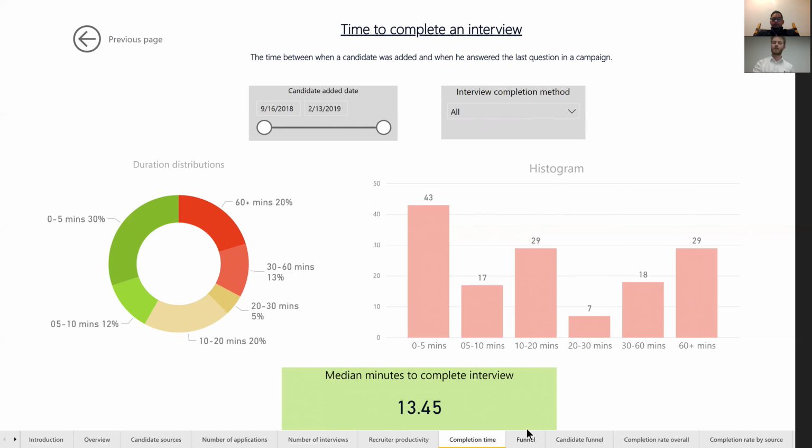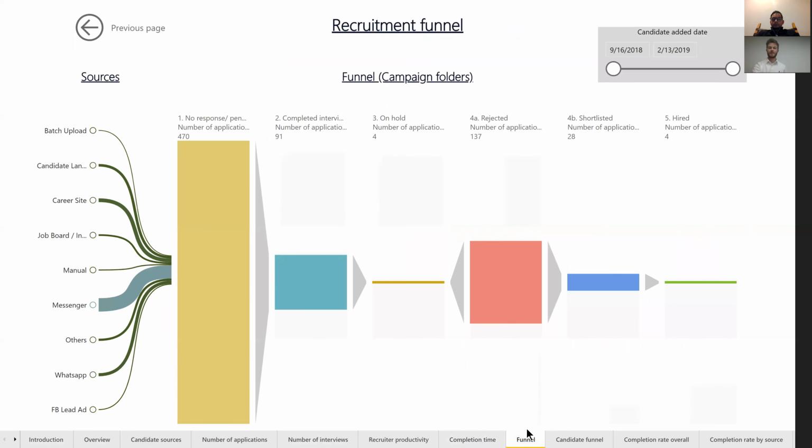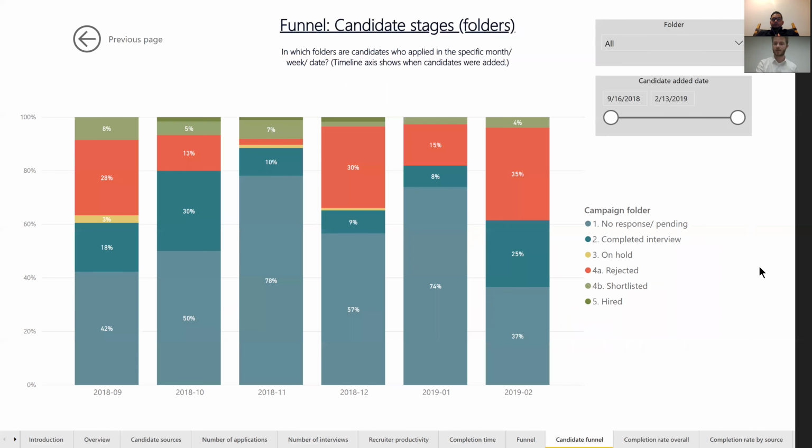The next two pages are talking about the candidate funnel. So the first one specifically also about the sources, which you can see on the left-hand side here. So where a candidate is coming from, and then in which folder are they, essentially. Which is also similar to the next one, which is also talking about the funnel, but a slightly different way of looking at it. So, for example, from all the candidates added in January, how many are currently in the, let's say, rejected folder?